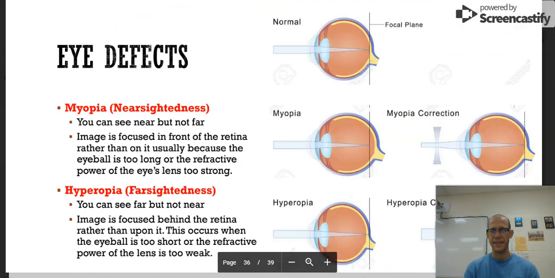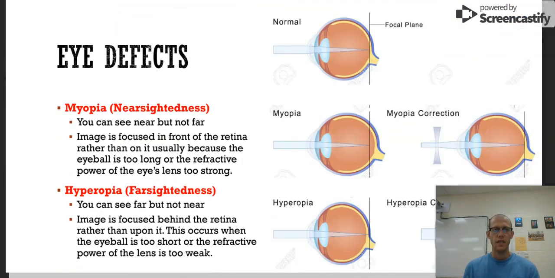All right, so eye defects. There are various forms of why you might need glasses. One reason might be because you have myopia. That is nearsightedness. Nearsightedness means you can see near. Far objects are not very distinct and are fuzzy. So the image is focused in front of the retina. The retina is right here. Here's where the image should be focused, but it's not. It's focused in front of it.